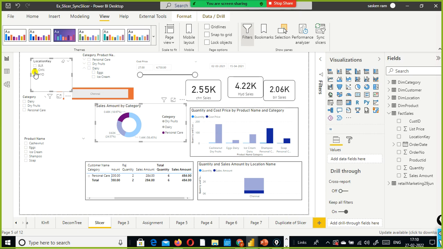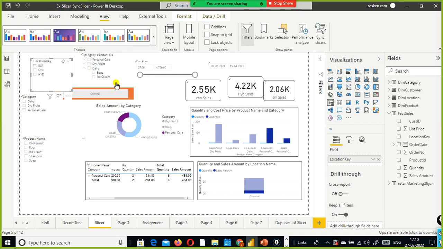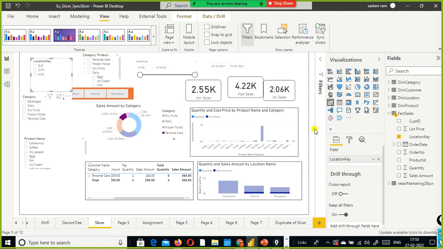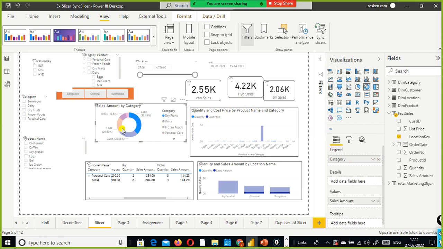Okay, we use slicers to apply the filters. Without using the slicers, is there any way we can filter the data? So the cross highlighting is also sort of filtering, isn't it? It applies the filter. It's sort of filtering, but in the Microsoft documentation they say it is not filtering. Okay, cross highlighting is different from filtering, but at the end of the day it does the filtering only.